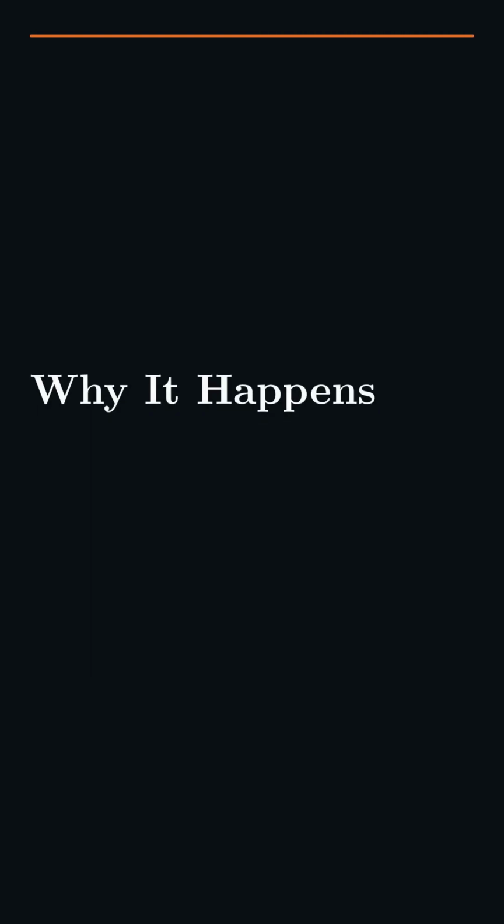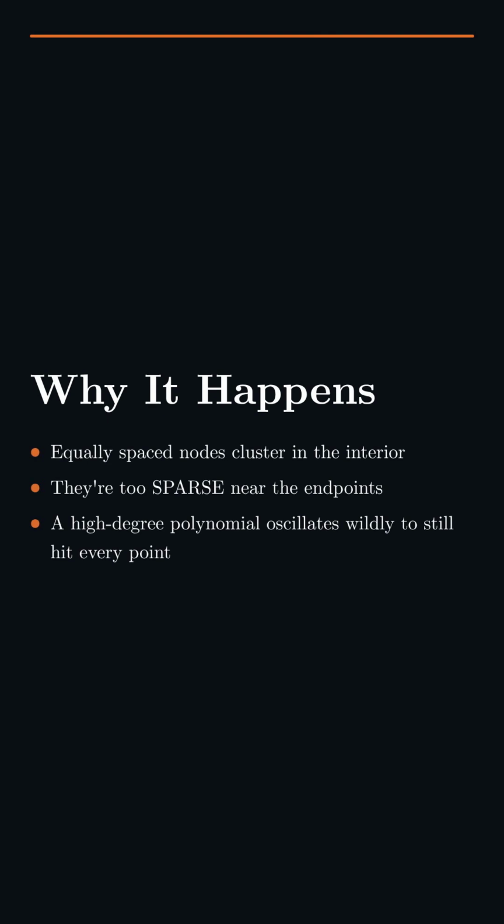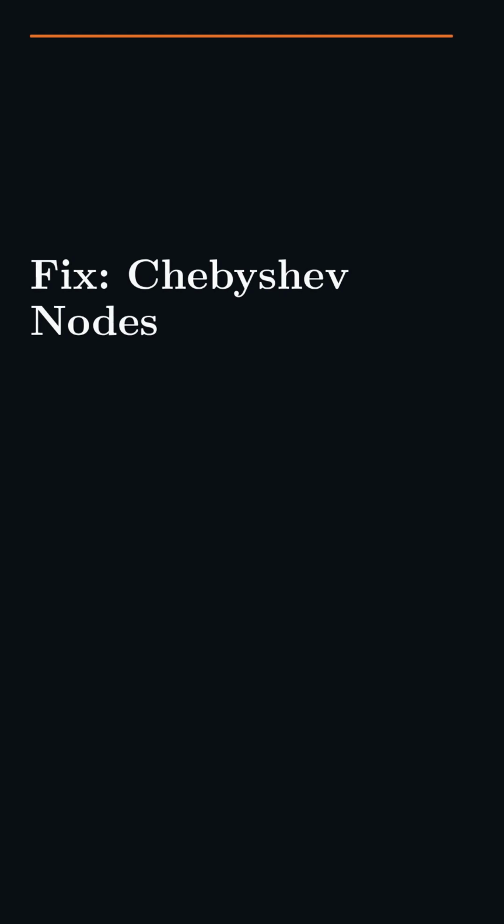It comes down to where the nodes sit. Equally spaced nodes cluster in the interior of the interval, but they're too sparse near the endpoints. To still pass exactly through every single point, a high-degree polynomial has no choice but to oscillate wildly near the edges. One fix, change where the nodes sit.